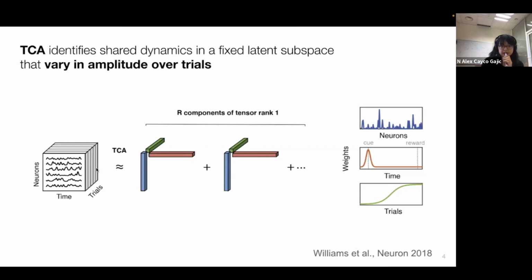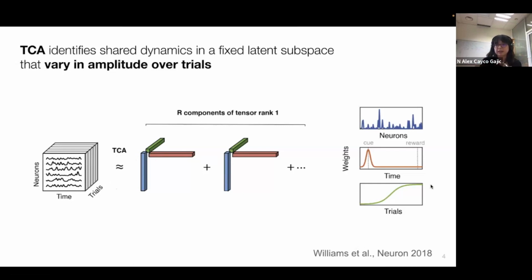Okay, so we've got here a method called tensor component analysis. This is a paper from Alex Williams, where you now have essentially an extra vector corresponding to each of these different components. And that vector corresponds to the weights over trials. Here you can see that in this example that I give, the weights are increasing slowly over trials.